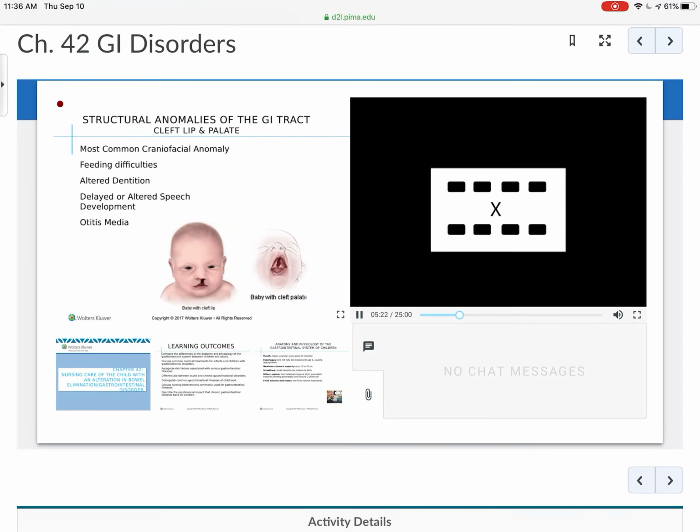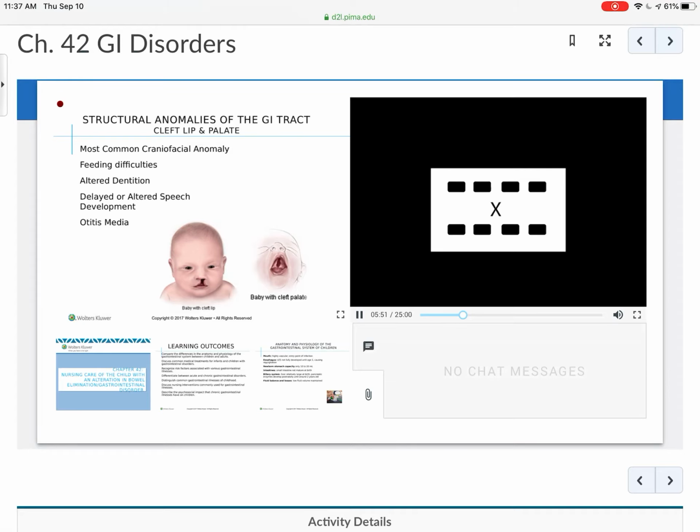So anomalies of the GI tract. We're going to start with the cleft lip and cleft palate. You'll notice that a lot of the subjects or topics in the book I don't go over, because a lot of them we see in adults too. So the ones you're going to be responsible for this chapter would be the ones that are on the PowerPoint. So cleft lip, cleft palate.